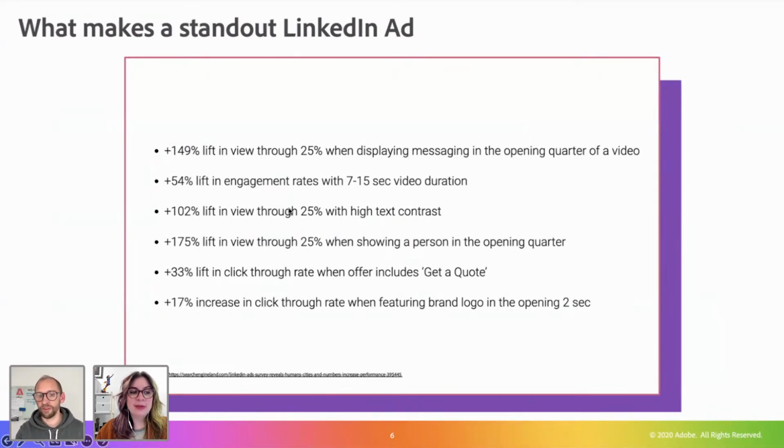There's some sensible stuff, right? Some high text contrast, and obviously Adobe Express can really help you bring your designs to life to make sure it's simple and easy and readable. If you think most people are consuming your content on a mobile device, make sure you're aware and cognizant of that as you're producing your content. It's standard stuff, but sometimes good to have a bit of a reminder. Now, this is the one I want to call out. 175% lift in views when you're showing a person in the opening quarter.